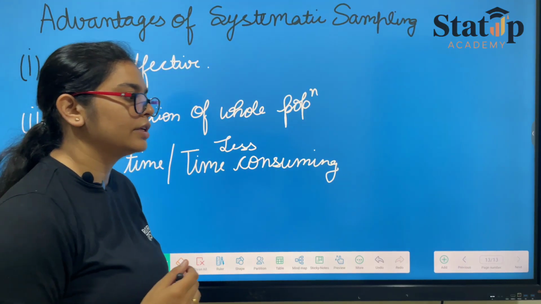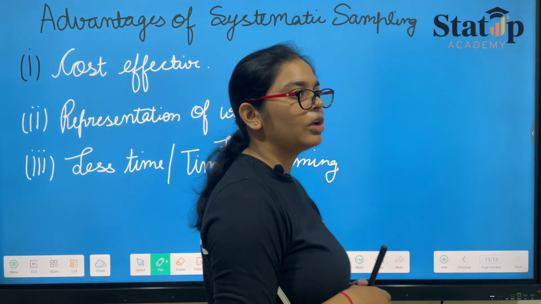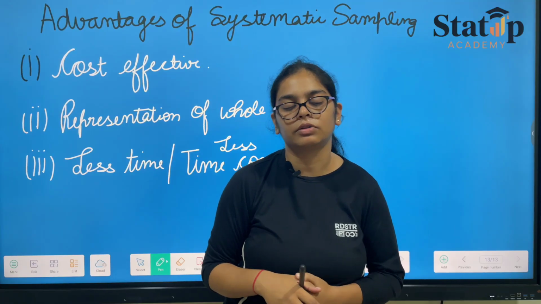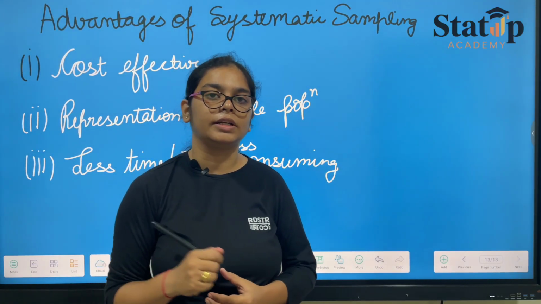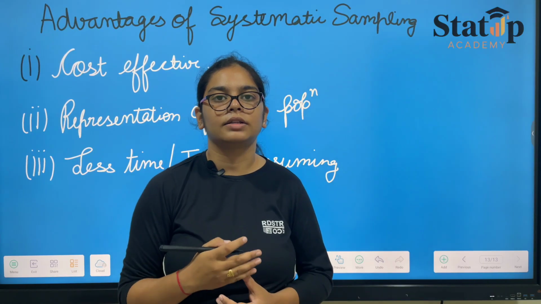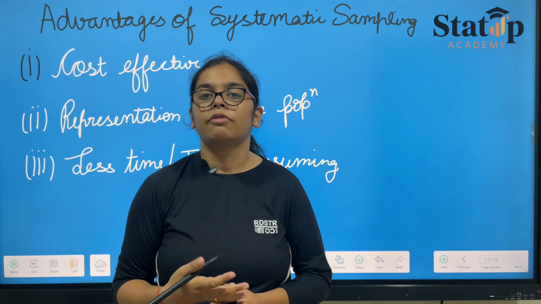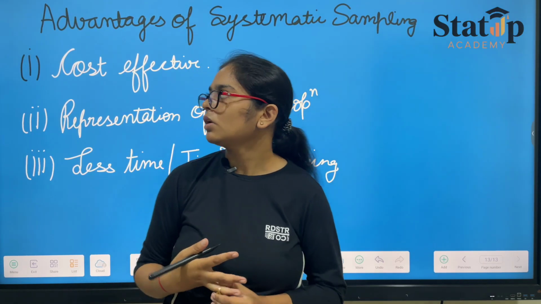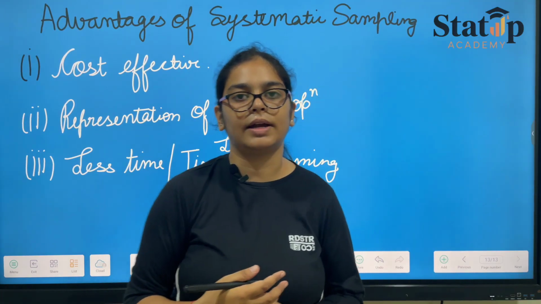One of the major disadvantages is that if some of the houses tell us not to come, then blank spaces will be created in between, and that does not give good results for systematic sampling. So this was the basic of systematic sampling.